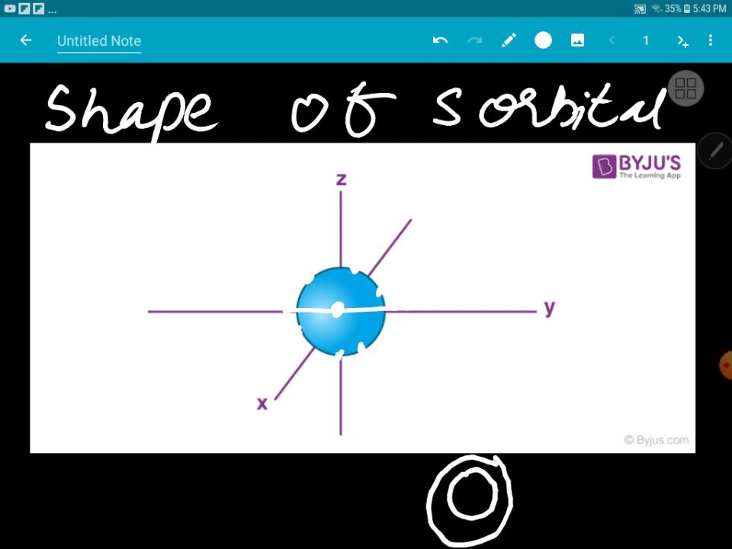The size and energy of s orbitals also increase with the number of shells: 1, 2, 3, 4, 5, 6, 7. The number of shells is also called the principal quantum number. As the size increases, the number of shells is also increased.